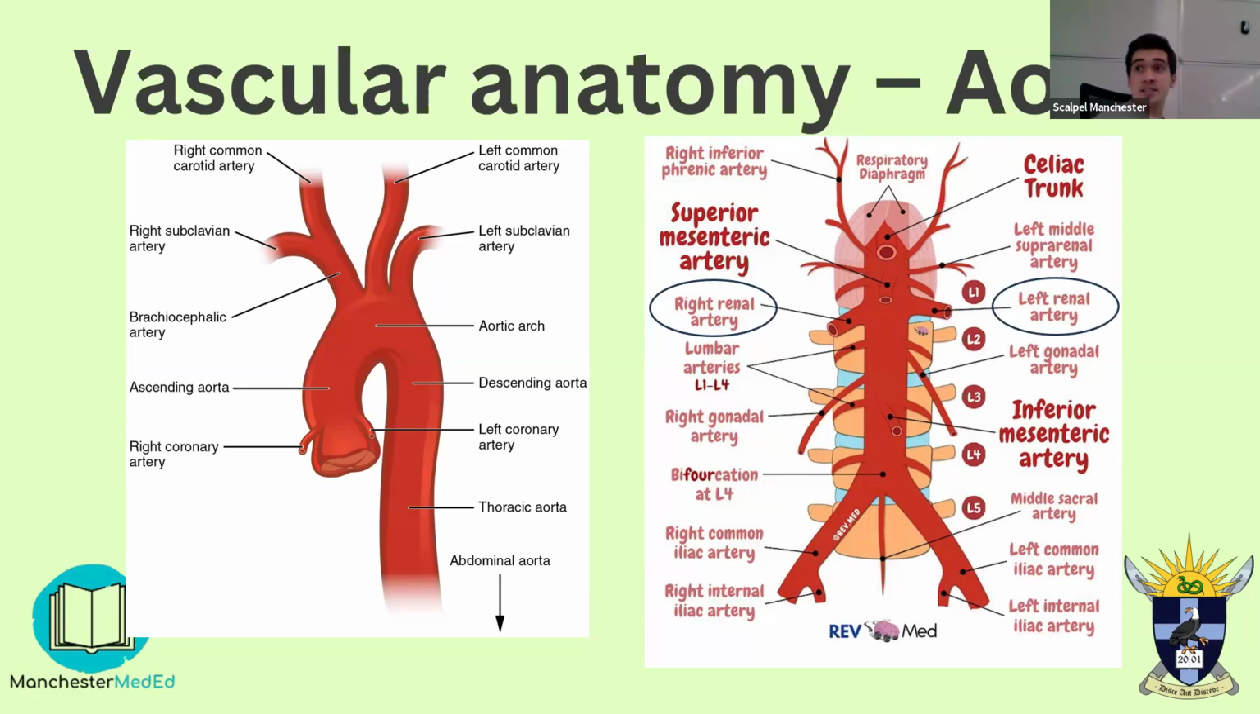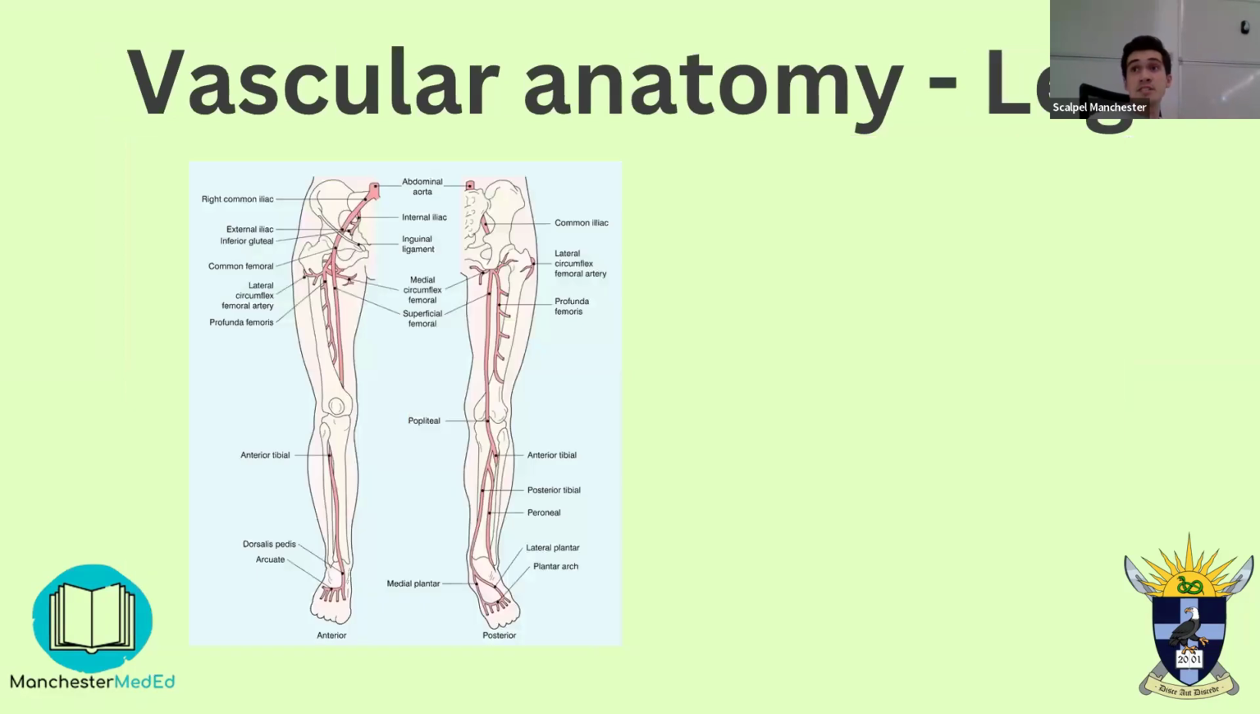Then it bifurcates at L4, as you can see here. A nice way to remember that is you've got the bifurcation point into the left and right common iliac. Those left and right common iliacs then each respectively bifurcate again into the internal and external iliac arteries. That brings you to the lower limb.